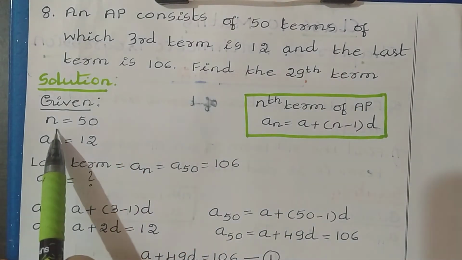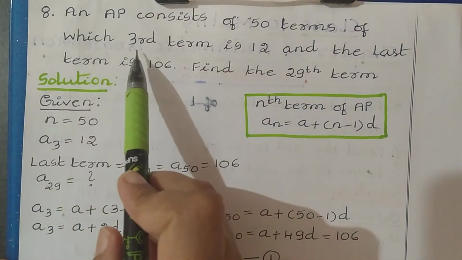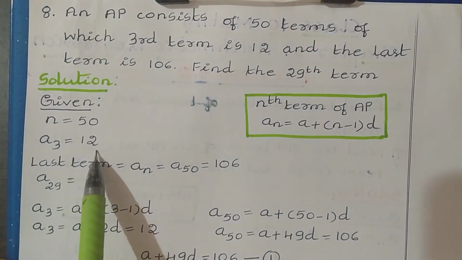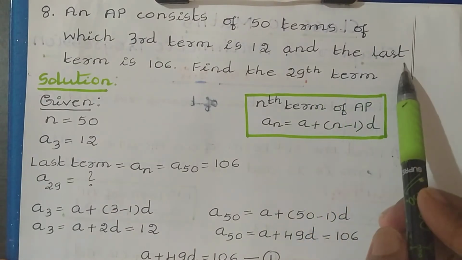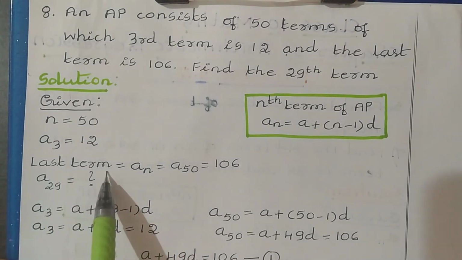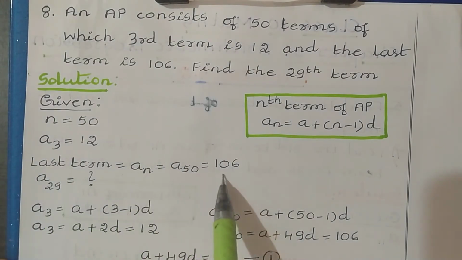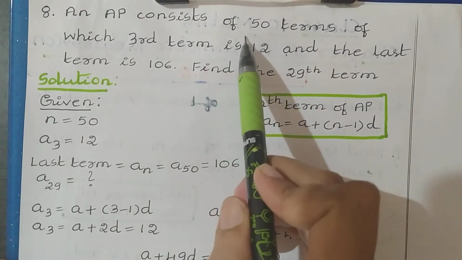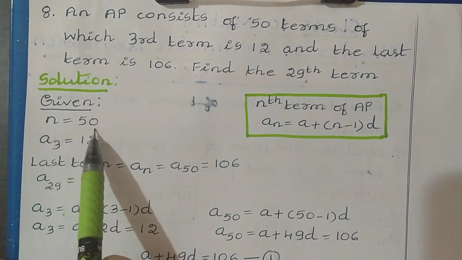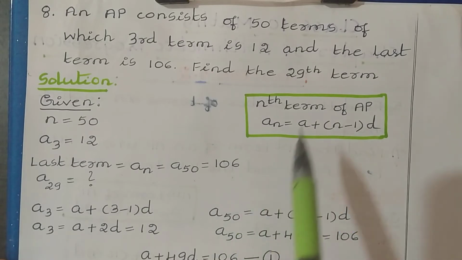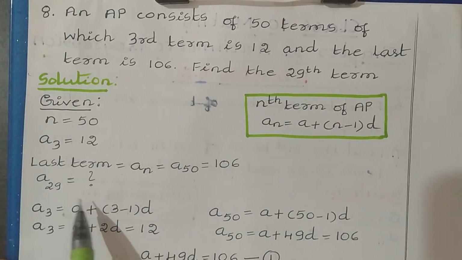That means here n is equal to 50. And also they have given the third term is 12, so A3 is equal to 12. And the last term is 106. Last term means here it is an, so an is equal to 106. But in the beginning they have given that the arithmetic progression consists of 50 terms, so n is 50 here. So an means here A50 is equal to 106. And we need to find A29, the 29th term of the arithmetic progression.